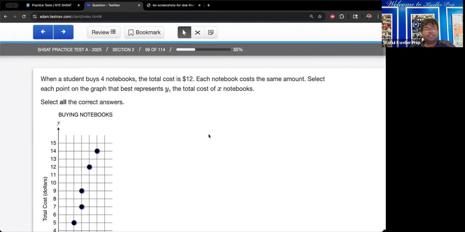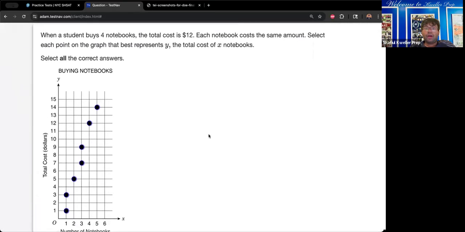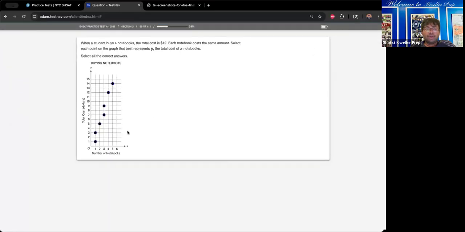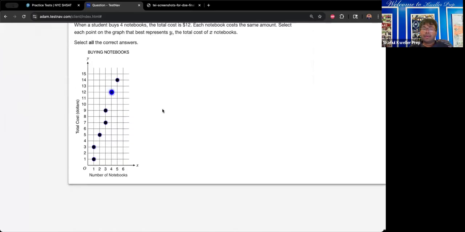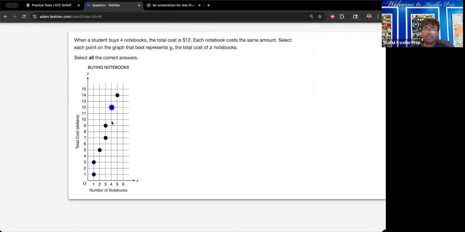A student buys 4 notebooks. The total cost is $12. So 4 notebooks is $12. That's here, it's correct. And now we just have to match which points follow this line. What is the slope of this line? Whatever the value of x is, y is equal to 3x. When a student buys 4 notebooks, 3 times 4 is 12. Y is equal to 12. So it's just y equals 3x, whatever follows this line.